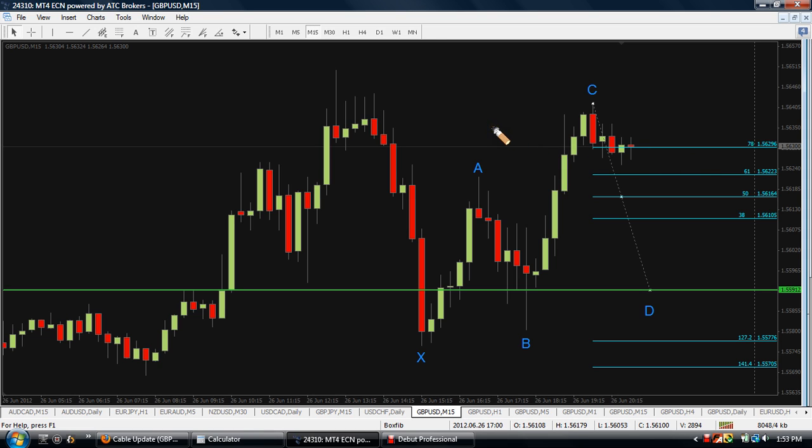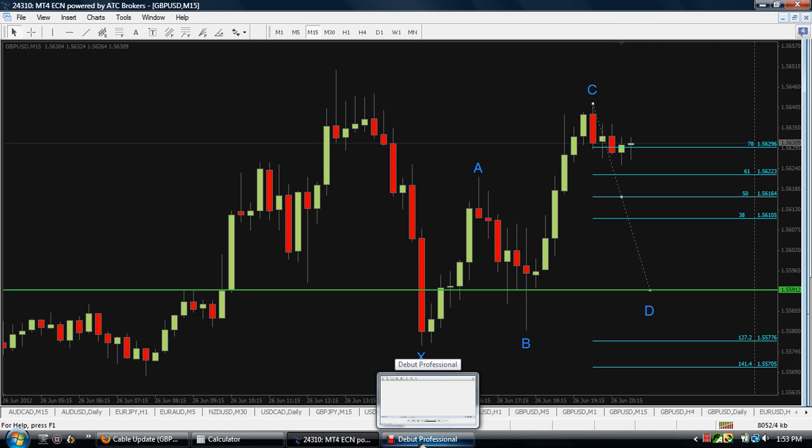So I hope this is another one that sort of helps you eyeball these patterns and understand how to pull these fibs and use the fib tool to set up the pattern. So I'll post this one on YouTube and send you a link, and we'll see what happens.